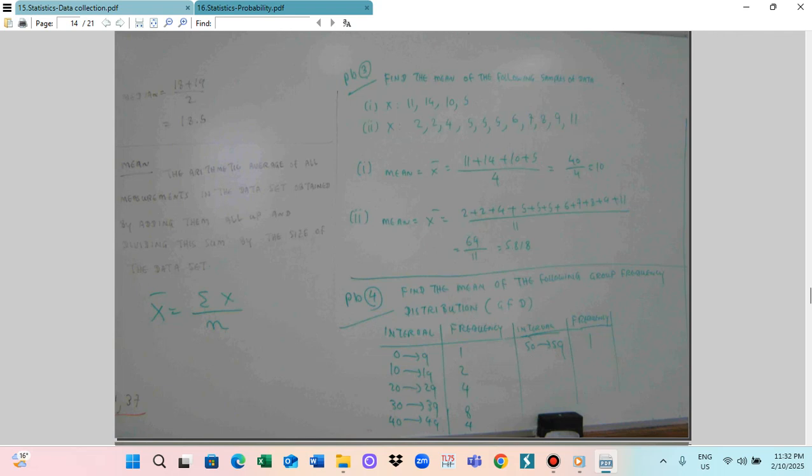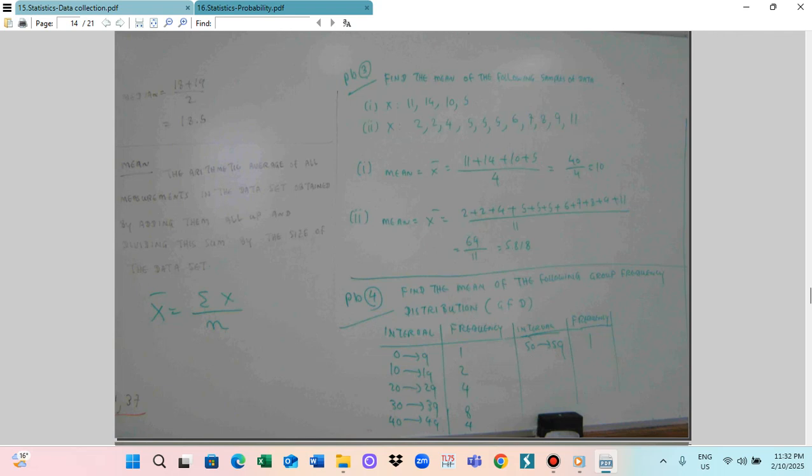Also, you have to rearrange. Okay, this one also, you can find the median if you like. But this one means the arithmetic average of all the measurements in the data set. So to find the average, you have to add all the data and then divide it by the number of data. This becomes the mean. Okay, we have to find a mean.